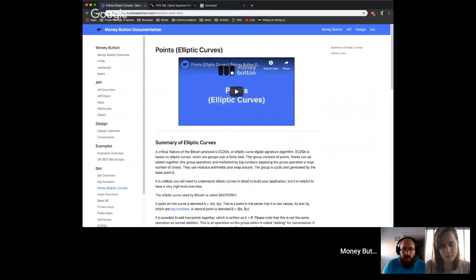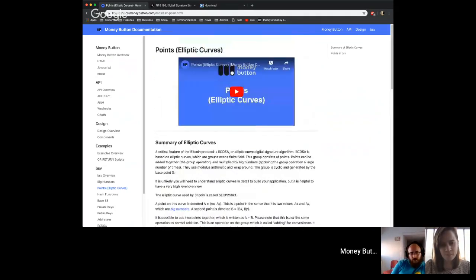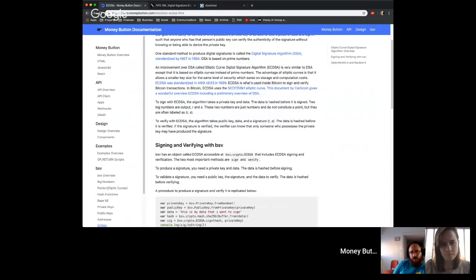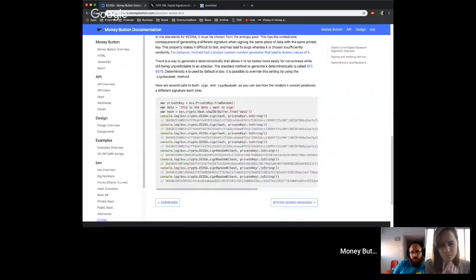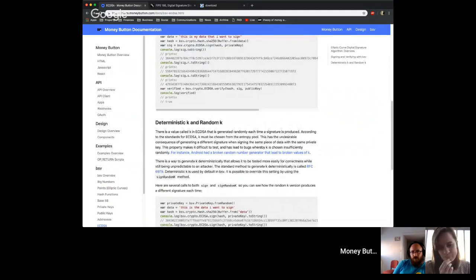If you want some background, because I glossed over things like what is a point, go back and watch the lecture that we have on what is an elliptic curve and what is a point, because that explains the mathematical background here. If you haven't already seen that, you should watch that. And then there's a few examples here of signing and verifying data and using the difference between deterministic K and random K. So, all right, any other concluding comments or questions?